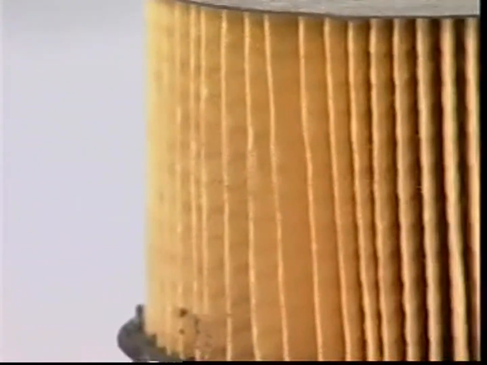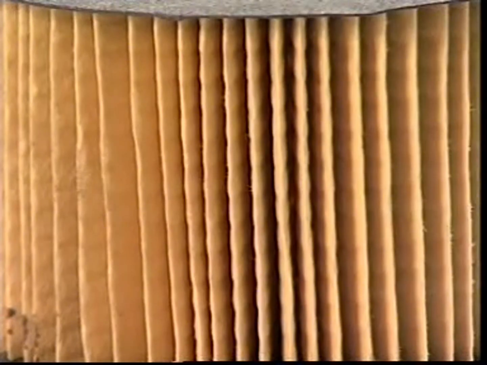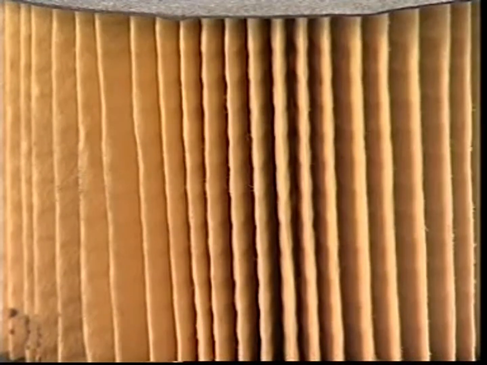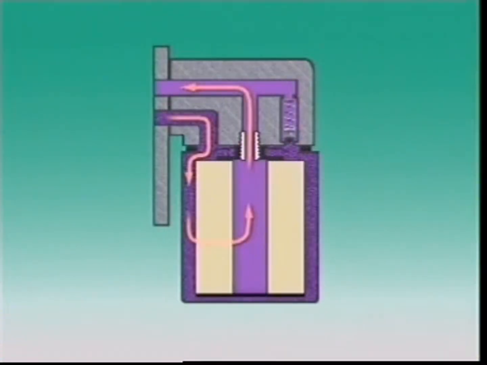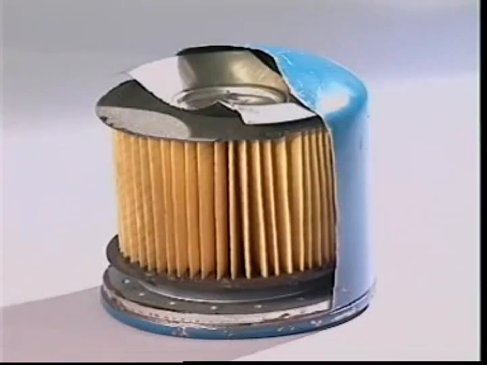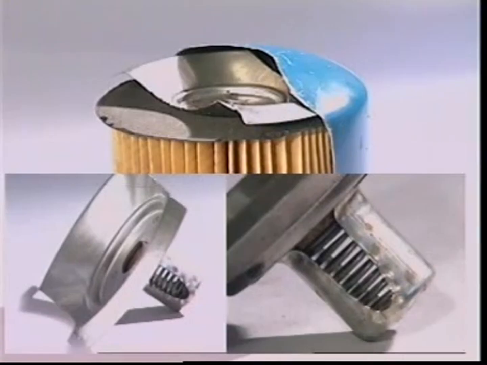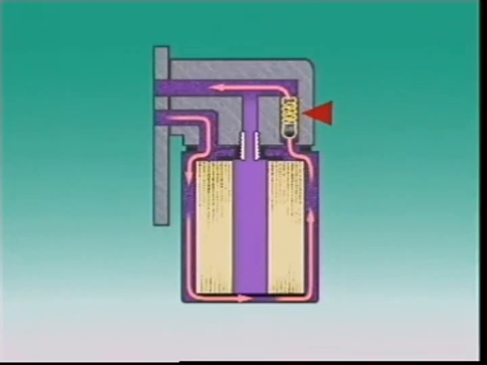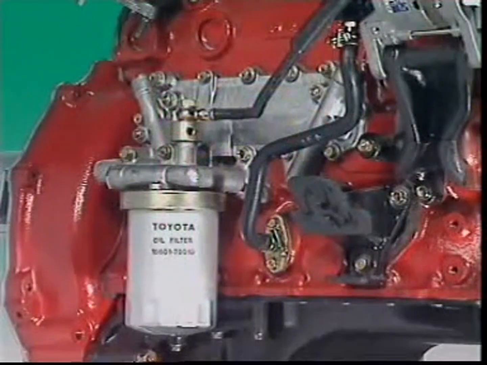Its filter uses pleated filtering paper in a metal housing to collect harmful particles. Normally, all oil goes through the filter before it gets to the engine, but if the filter clogs up, it can starve an engine of oil. As a safety measure, full flow filters have a bypass valve. If the filter clogs, this valve opens and directs unfiltered oil to the engine. Dirty oil is better than none at all.